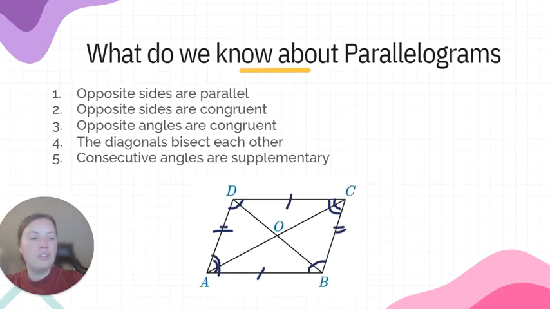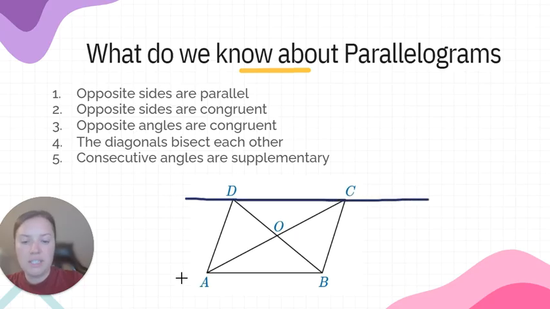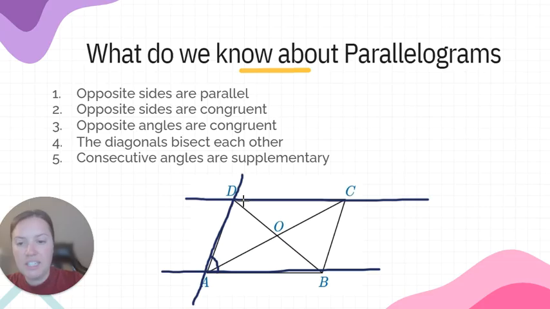We know that the diagonals bisect each other, meaning that DO and BO are the same length, and that AO and CO are the same length. And then the other bit of information that we do know is that consecutive angles are actually supplementary. So what that means is that if we extend out DC and we extend out AB and we treat DA like a transversal, our interior consecutive angles right here are supplementary. They add up to 180 degrees.